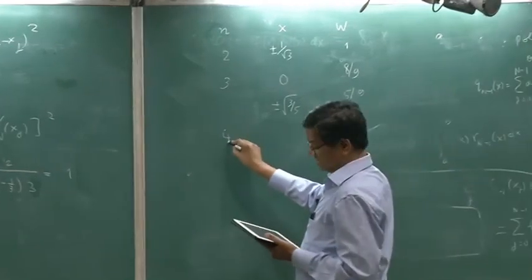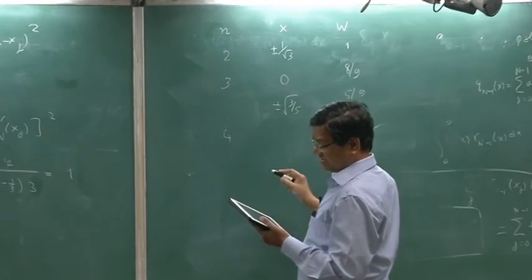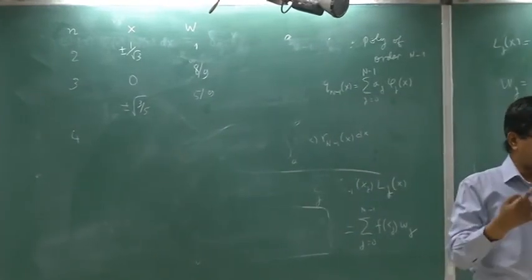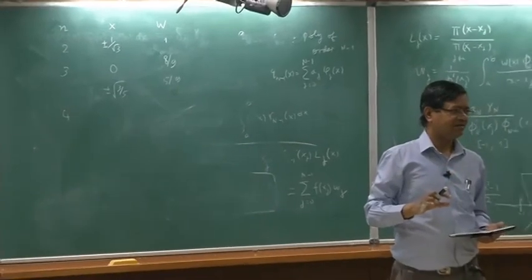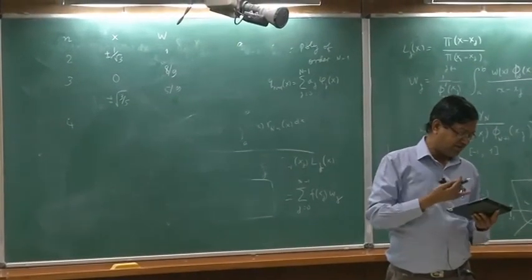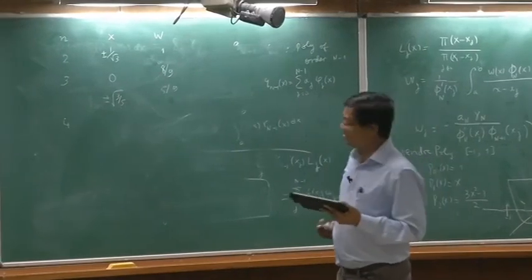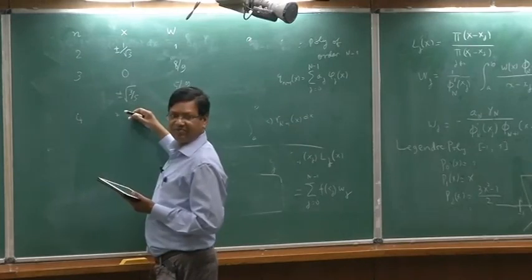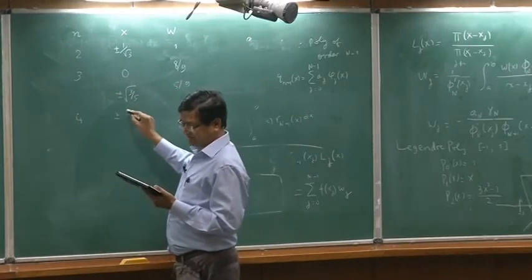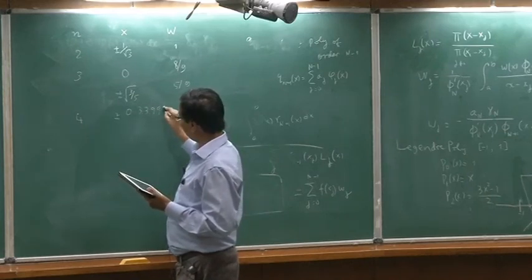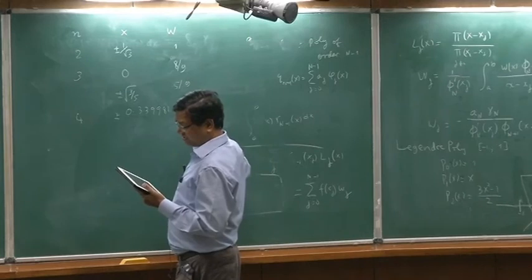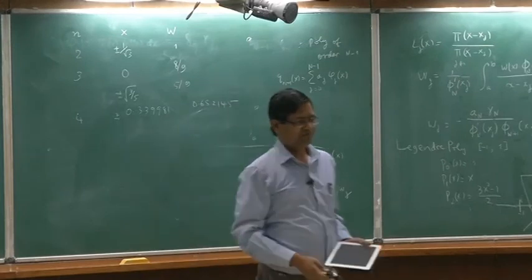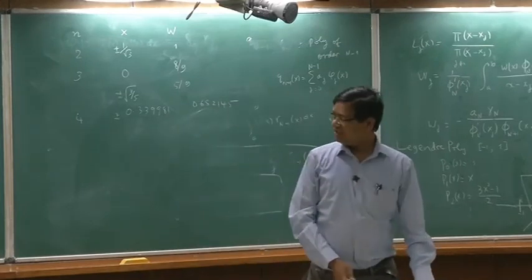Then for n equal to 4, now I have written in terms of numbers, you can get long 16 digit numbers. In fact you can just keep 16 digit numbers in your file. I have written only 6 digits. There are 4 roots, they are plus minus, so only 2 of them are plus minus, I will just write one of them, 0.339981, and this is 0.652145. So you can read off from the table, okay.